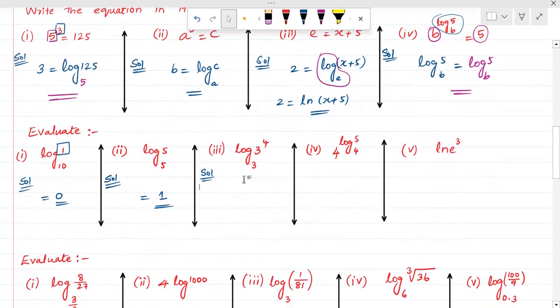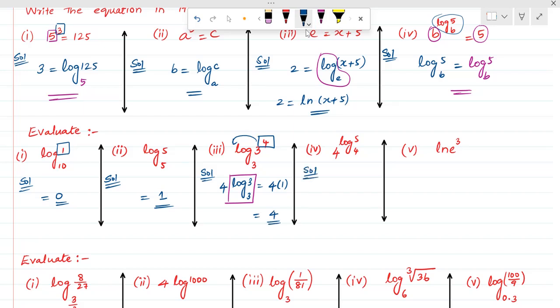Now the next one, here the power rule. So I will bring the power first. You will get 4 times log 3 base 3. So it is 4 times 1, since this value is equal to 1. So log 3 base 3 is equal to 1. So the answer will be 4.